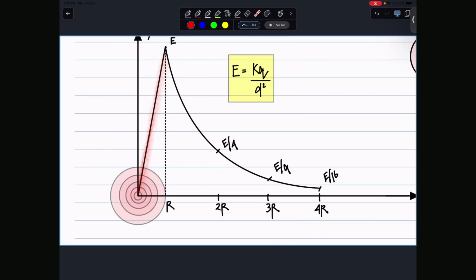Now, let's say this was not a uniformly distributed sphere, right? The graph inside would be random. It depends on where the charges would be, okay? But because it's uniformly distributed, that's how the graph looks like, all right? And then it goes down.